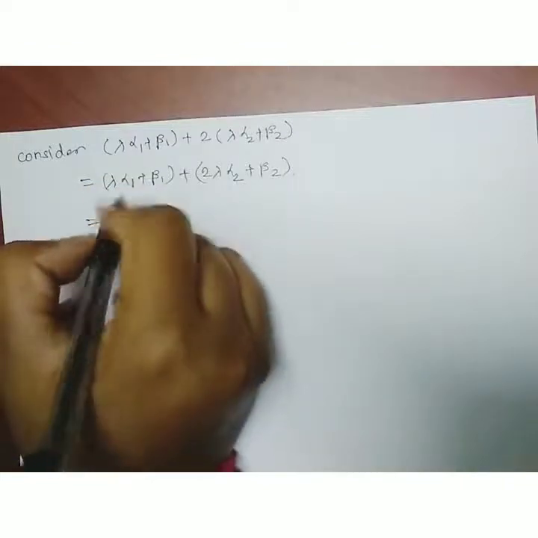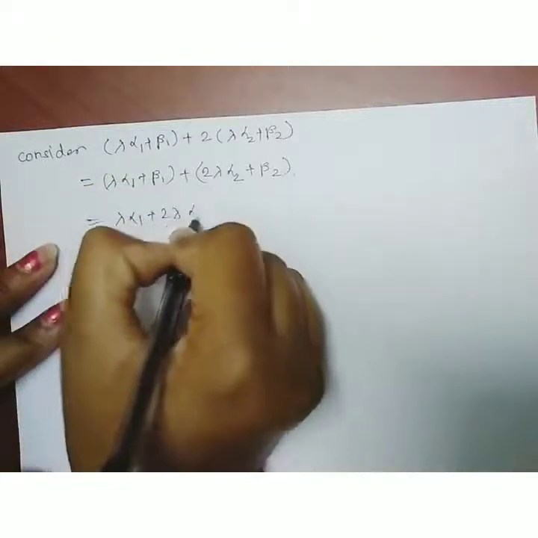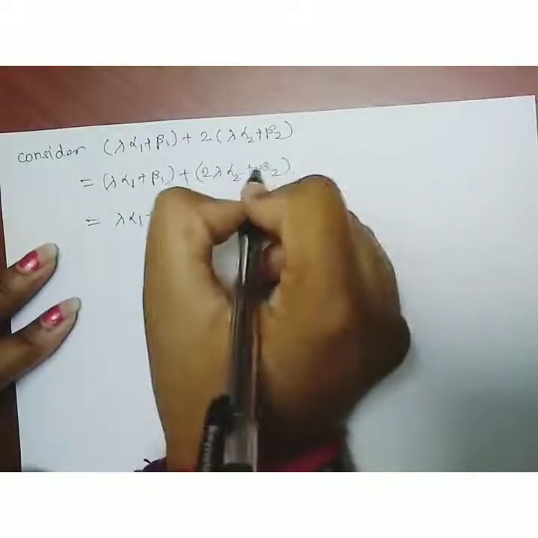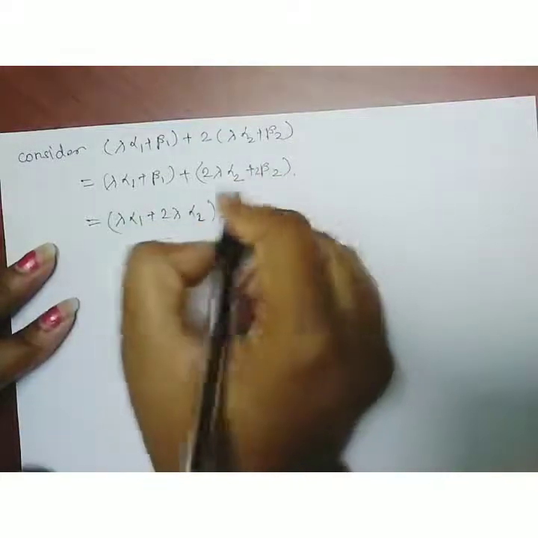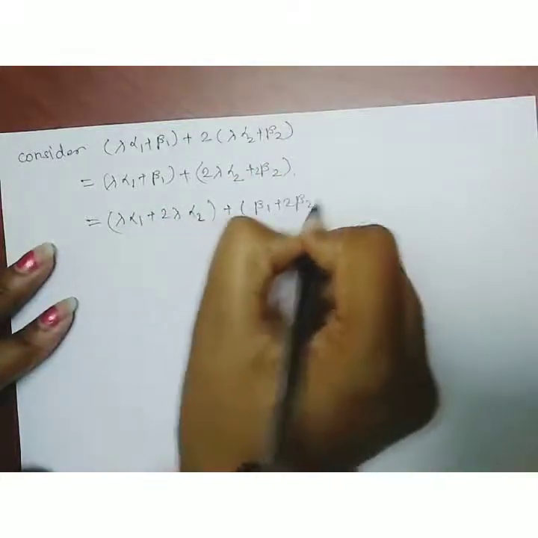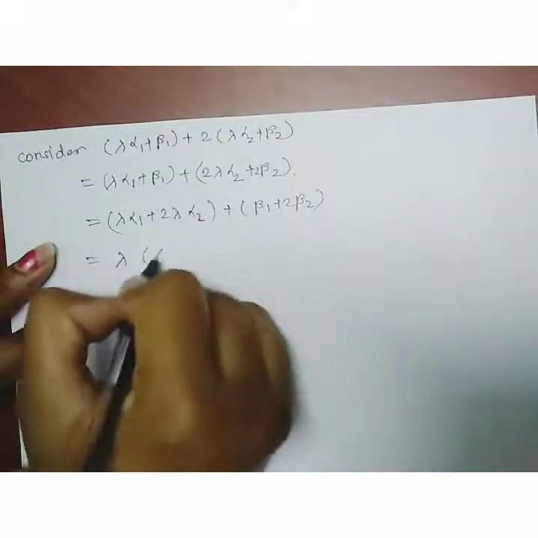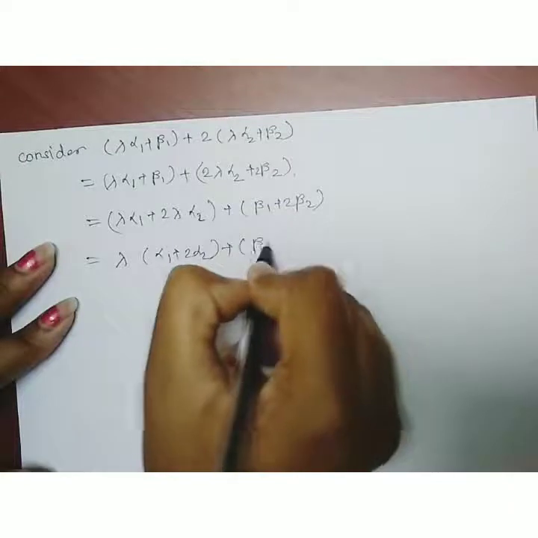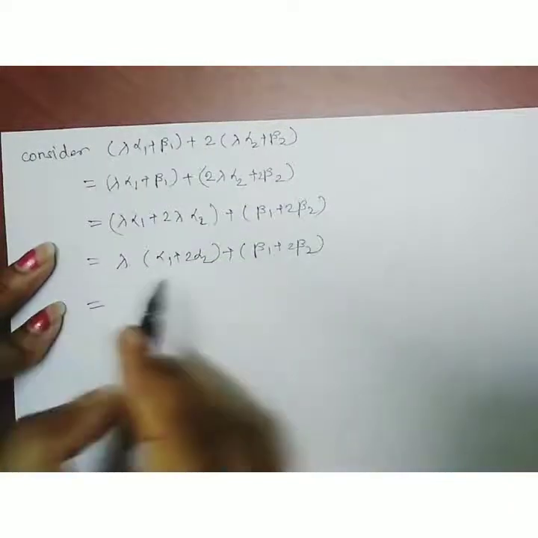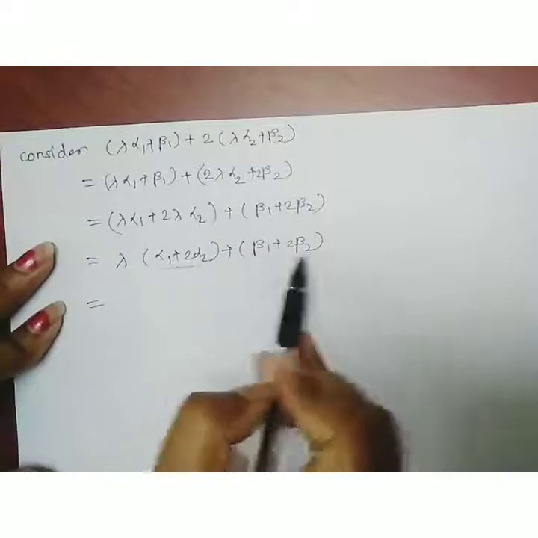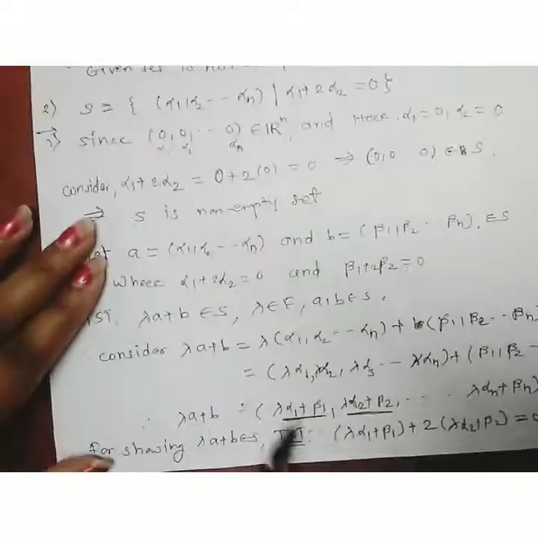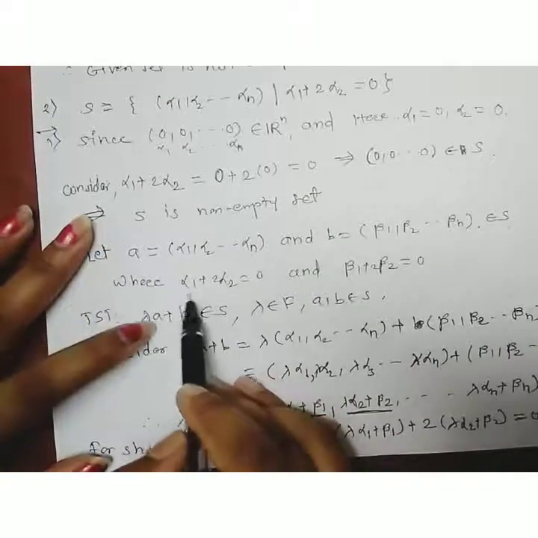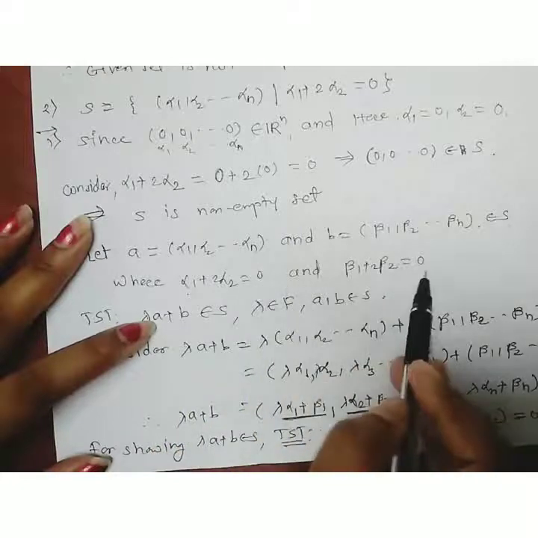Now consider these two elements, lambda of alpha 1 plus 2 lambda of alpha 2, here 2 is also multiplied to beta 2 also, plus consider this as one bracket, plus beta 1 plus 2 beta 2. Then take a lambda outside: lambda into alpha 1 plus 2 alpha 2, plus beta 1 plus 2 beta 2. But we know that alpha 1 plus 2 alpha 2 is equal to 0 and beta 1 plus 2 beta 2 is equal to 0.